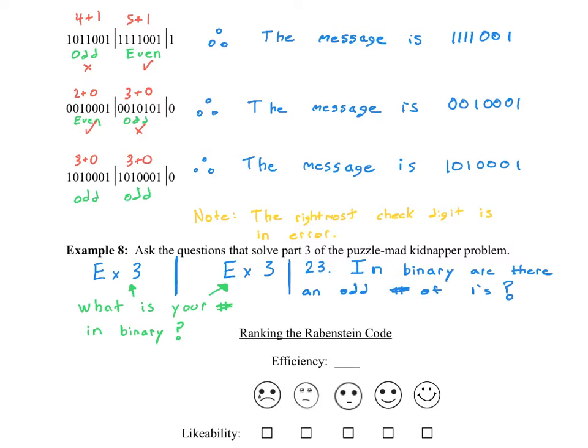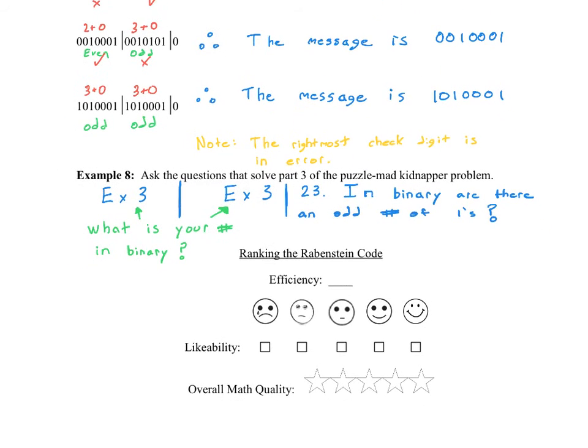Okay, so finally we want to rank the Ravenstein code. So our message length out of 15 is 7. So 7 out of 15. And I'm quite happy about this improvement. And in terms of quality, feels like we're halfway there. So I'll give it half the stars. Okay, let's explore our next code.